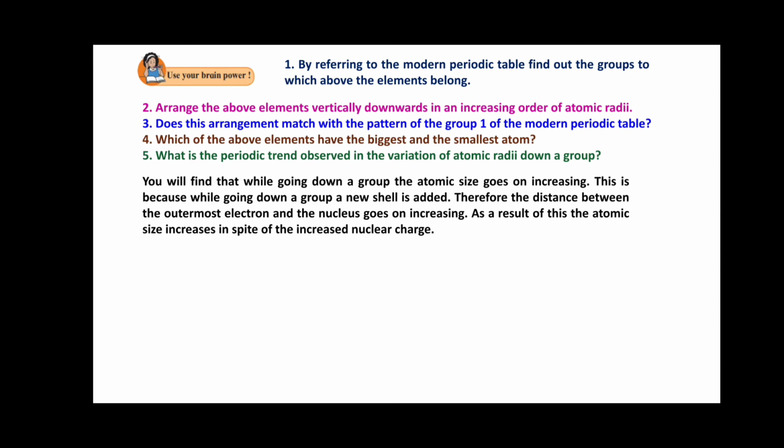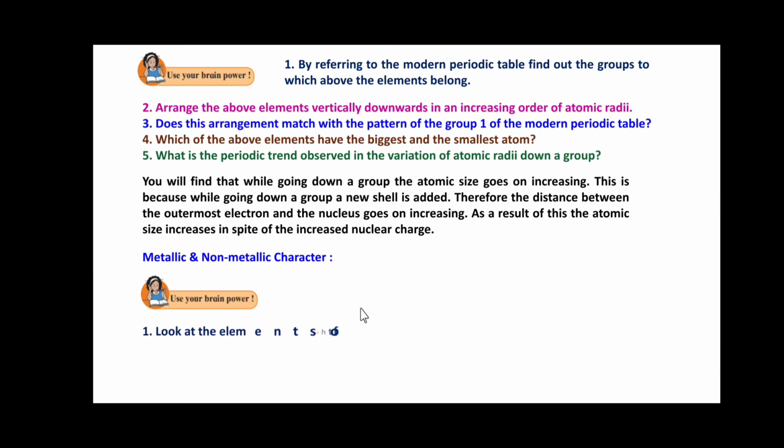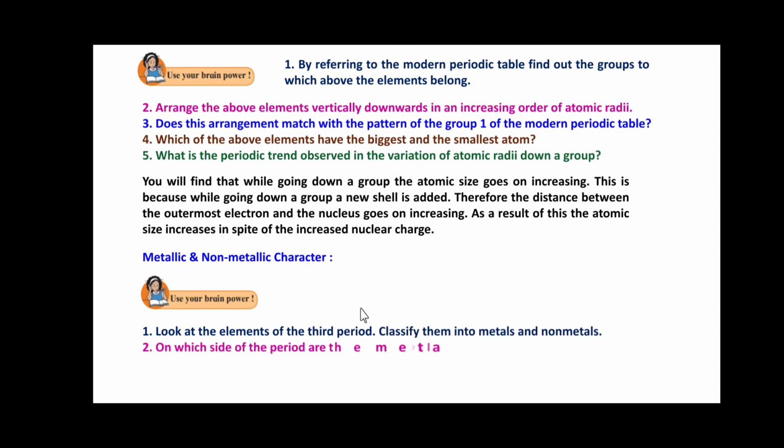So next that we are going to consider is metallic and non-metallic character. Friends, here also we have to just recall some questions. Look at the elements in the third period of this periodic table. Third period, classify them into metals and non-metals. This is the question that we have to discuss before starting with this metallic and non-metallic character.